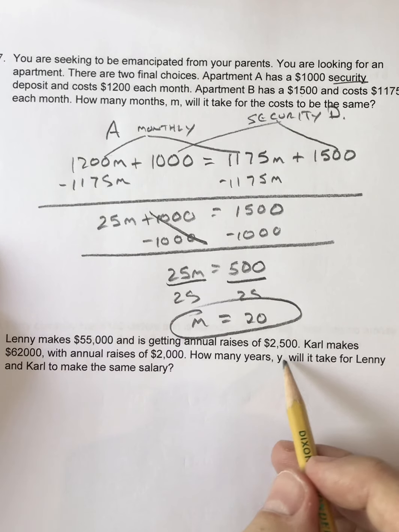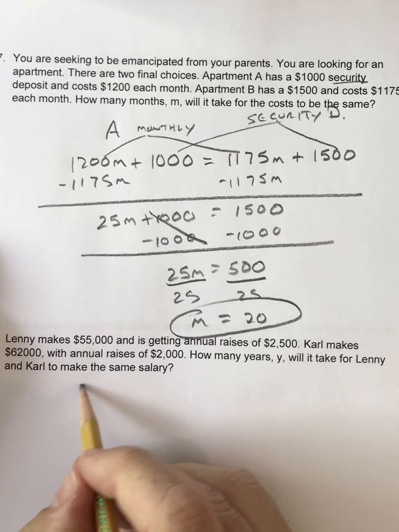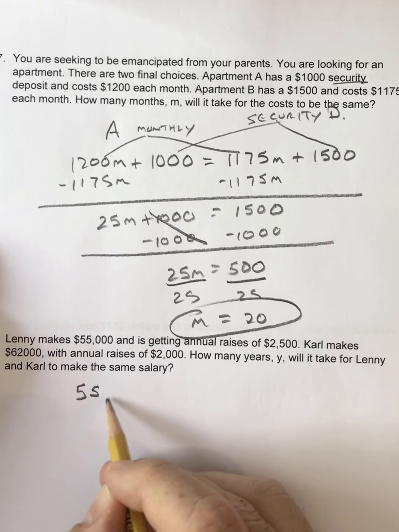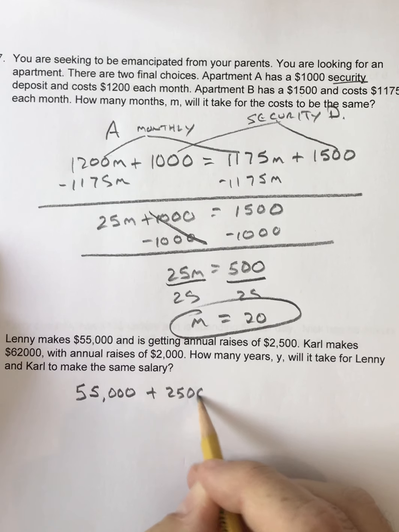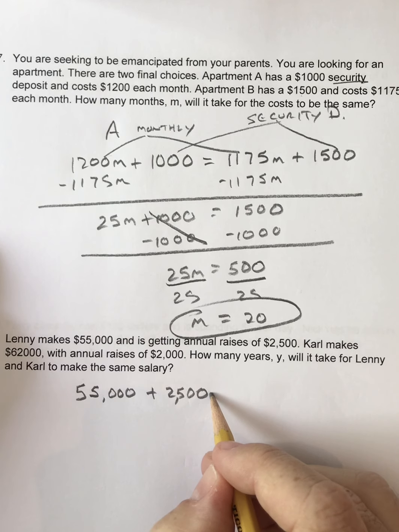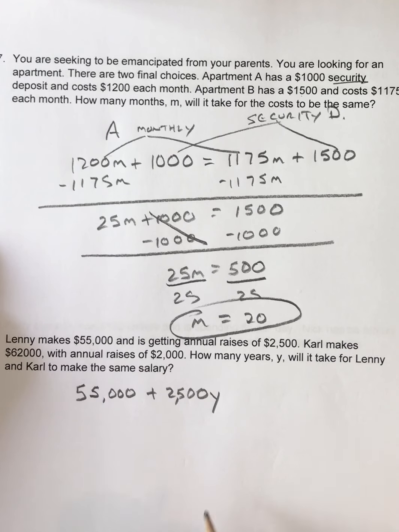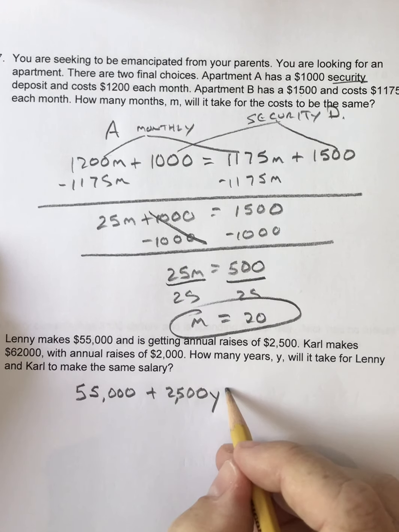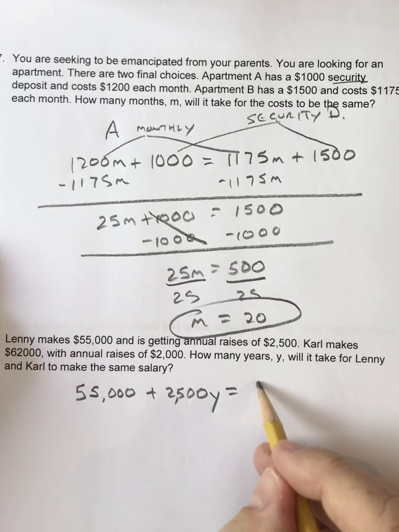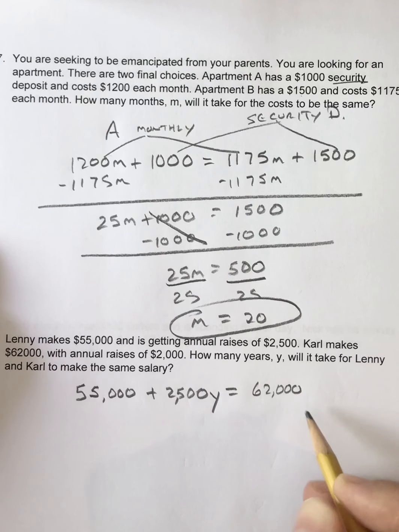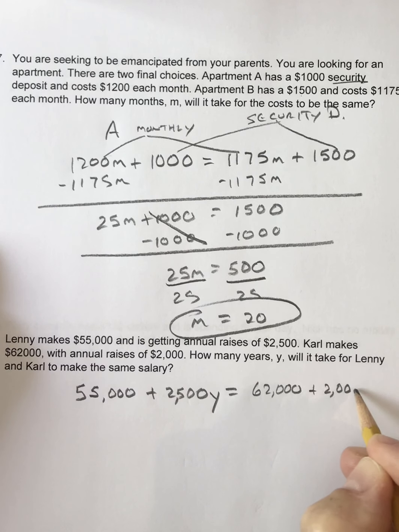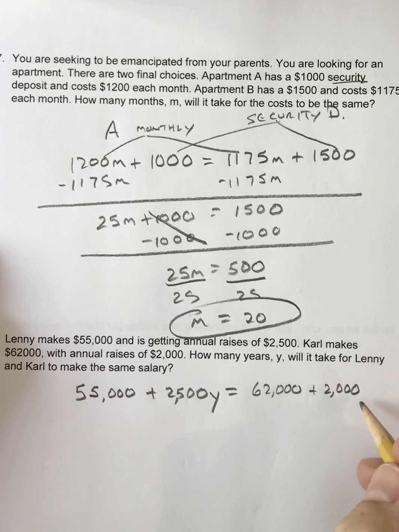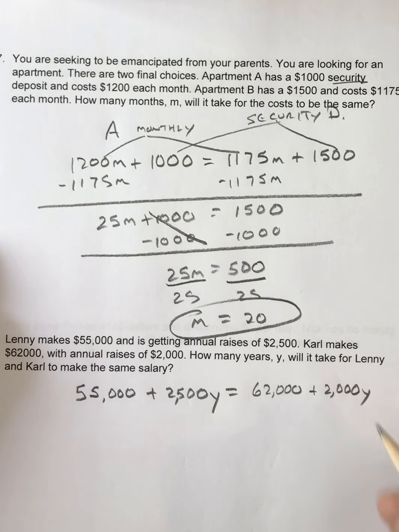Next, Lenny makes 55,000, is getting annual raises of 2,500. So Lenny is doing this. He has 55,000 plus a $2,500 annual raise. I'm using Y for years. Carl makes 62,000, but his raise is not as big. He only gets 2,000 per year. And there you go. There's your equation.